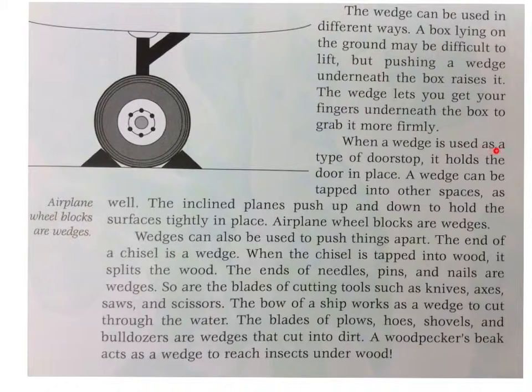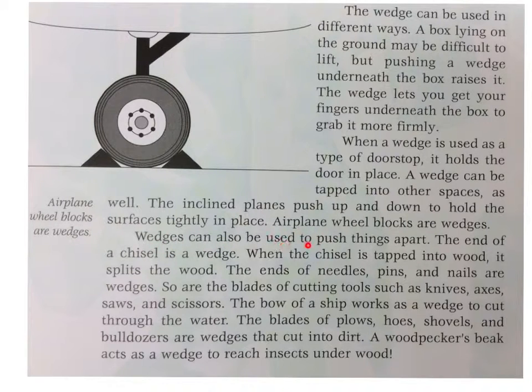When a wedge is used as a type of doorstop, it holds the door in place. A wedge can be tapped into other spaces as well. The inclined planes push up and down to hold the surfaces tightly in place. Airplane wheel blocks are wedges.